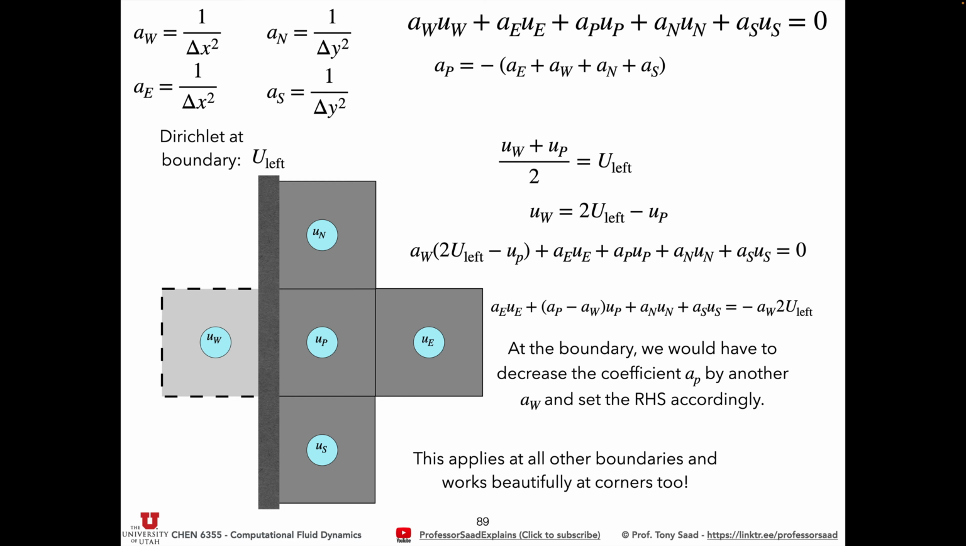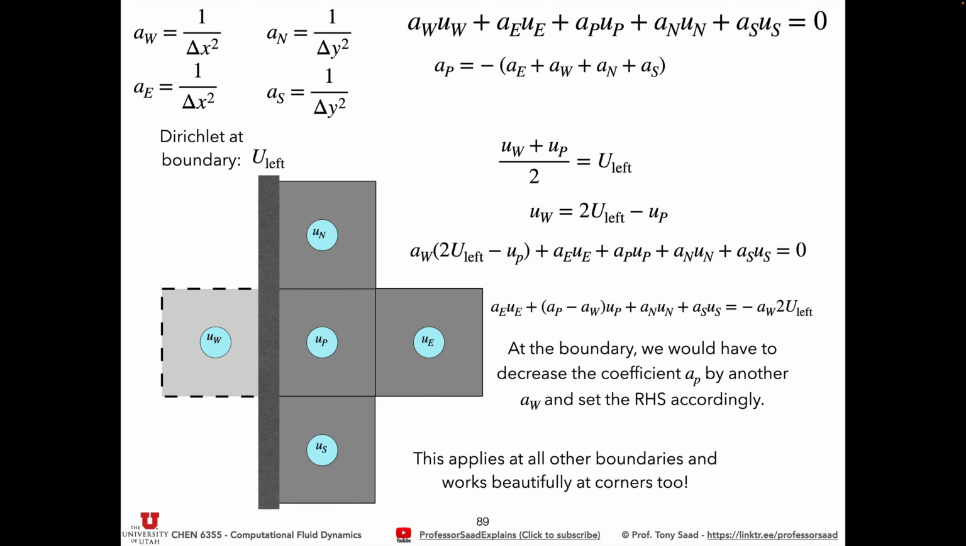So we're going to create a ghost cell temporarily called U west that we're going to eliminate in a second. And we're going to say that the average between U west and UP, so U west plus UP over 2, is equal to the boundary value. So you see this equation: U west plus UP over 2 equals U left. That allows us to eliminate U west and express it in terms of UP and the boundary value, which is a constant in this case.